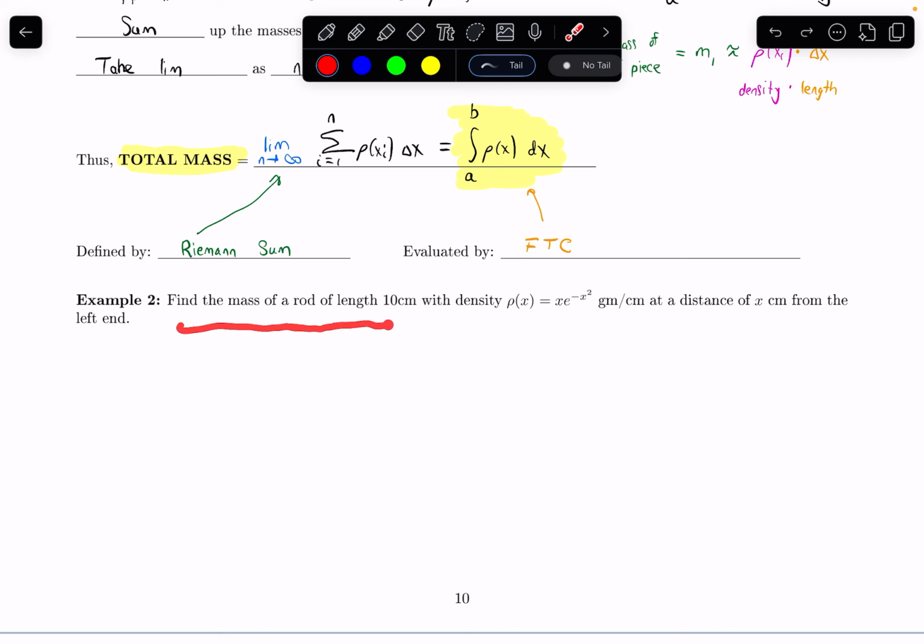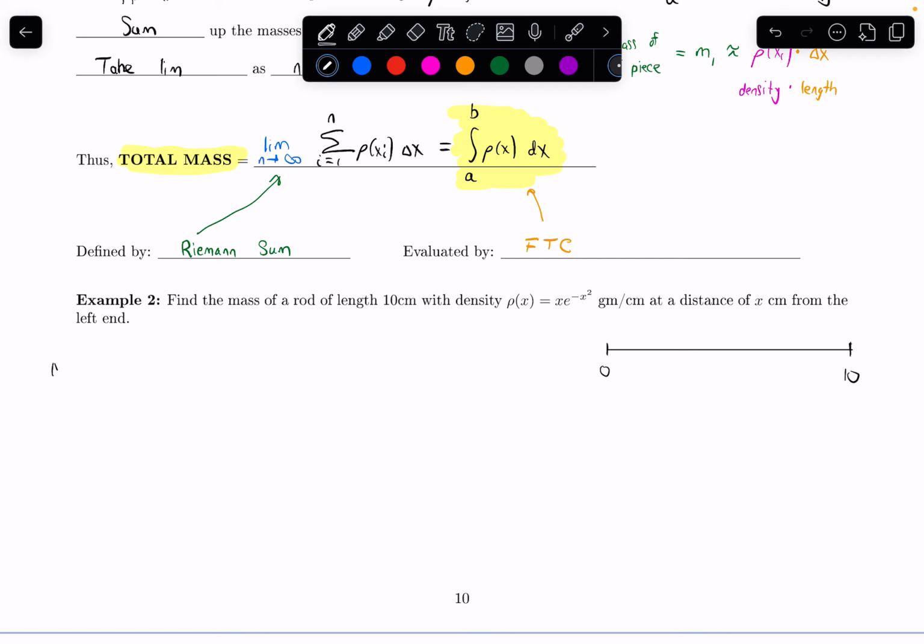I want to find the mass of a rod of length 10 centimeters with a density rho of x equals x e to the negative x squared grams per centimeter at a distance of x centimeters from the left end. Okay, so let's draw a picture. We have this rod here, and it has length 10 centimeters. I'm going to think of the starting point as 0 on the x-axis, and this other endpoint as 10 on the x-axis.